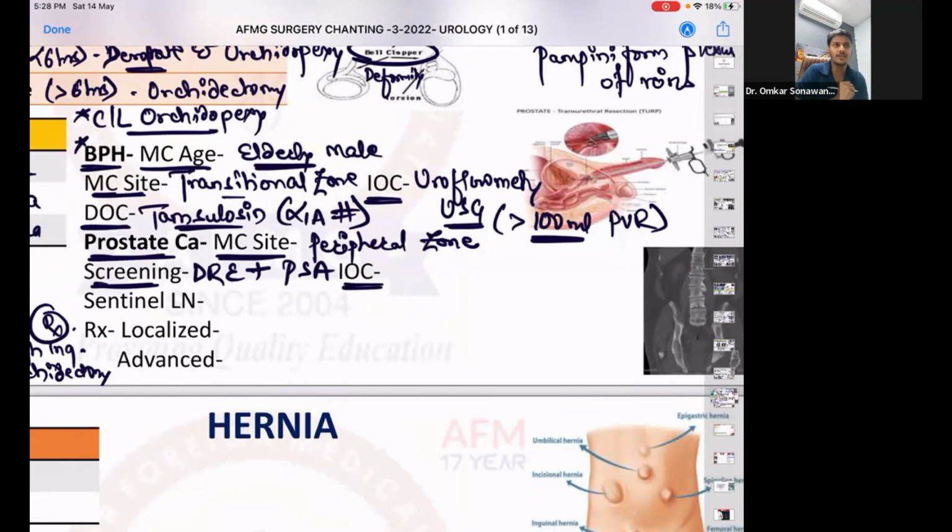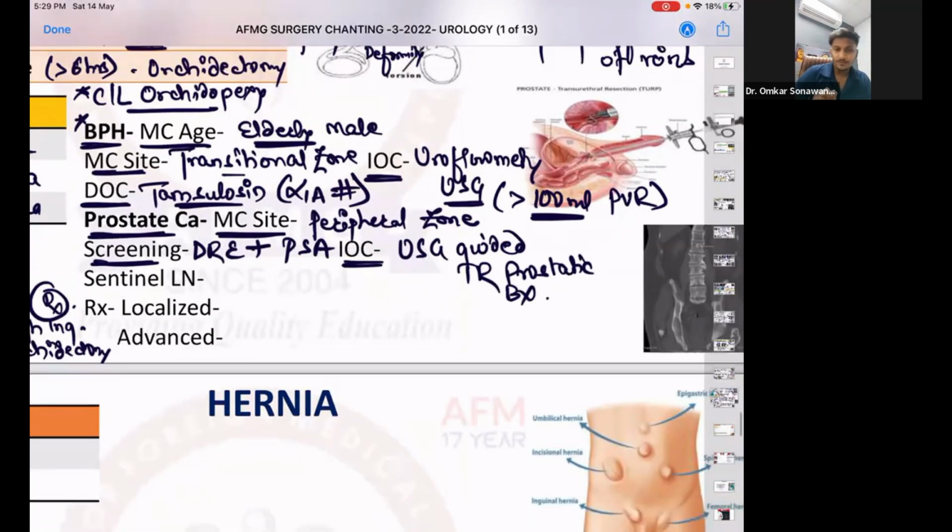What is the investigation of choice? You can go through the natural orifice and take a biopsy. Therefore, the investigation of choice would be an ultrasound guided transrectal prostatic biopsy. Please remember this.